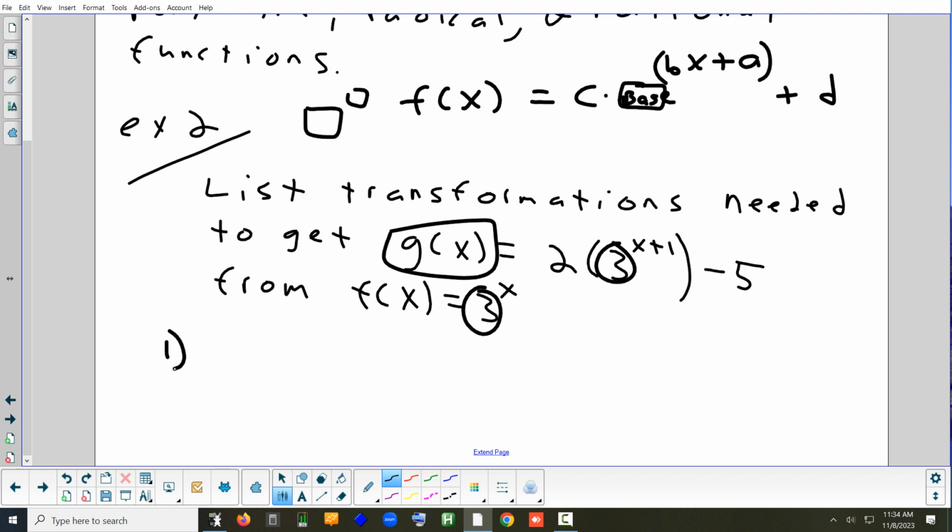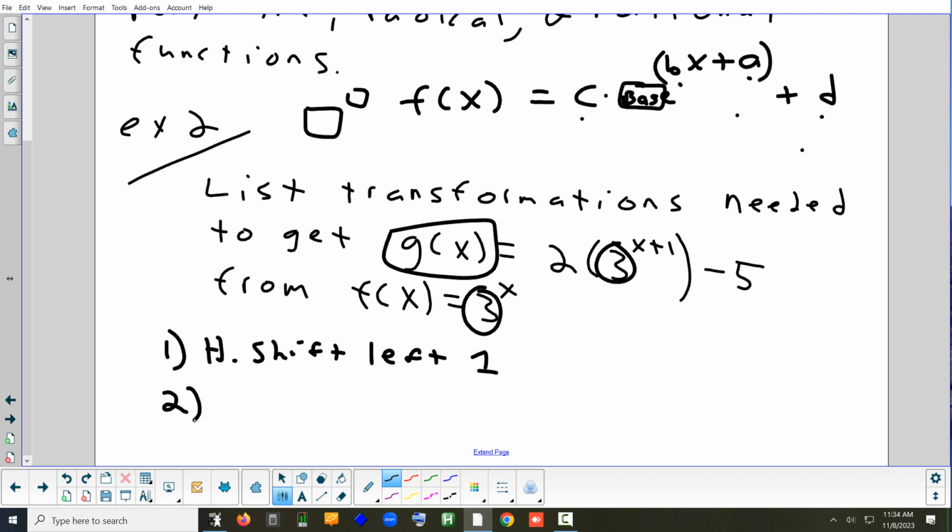So what's the first one? The vertical compression by 2. Okay, we always have to start with the A, then the B, then the C, then the D. So a horizontal shift, left 1. And we don't have anything in the B position. Alphabetical order: A, B, C, D.